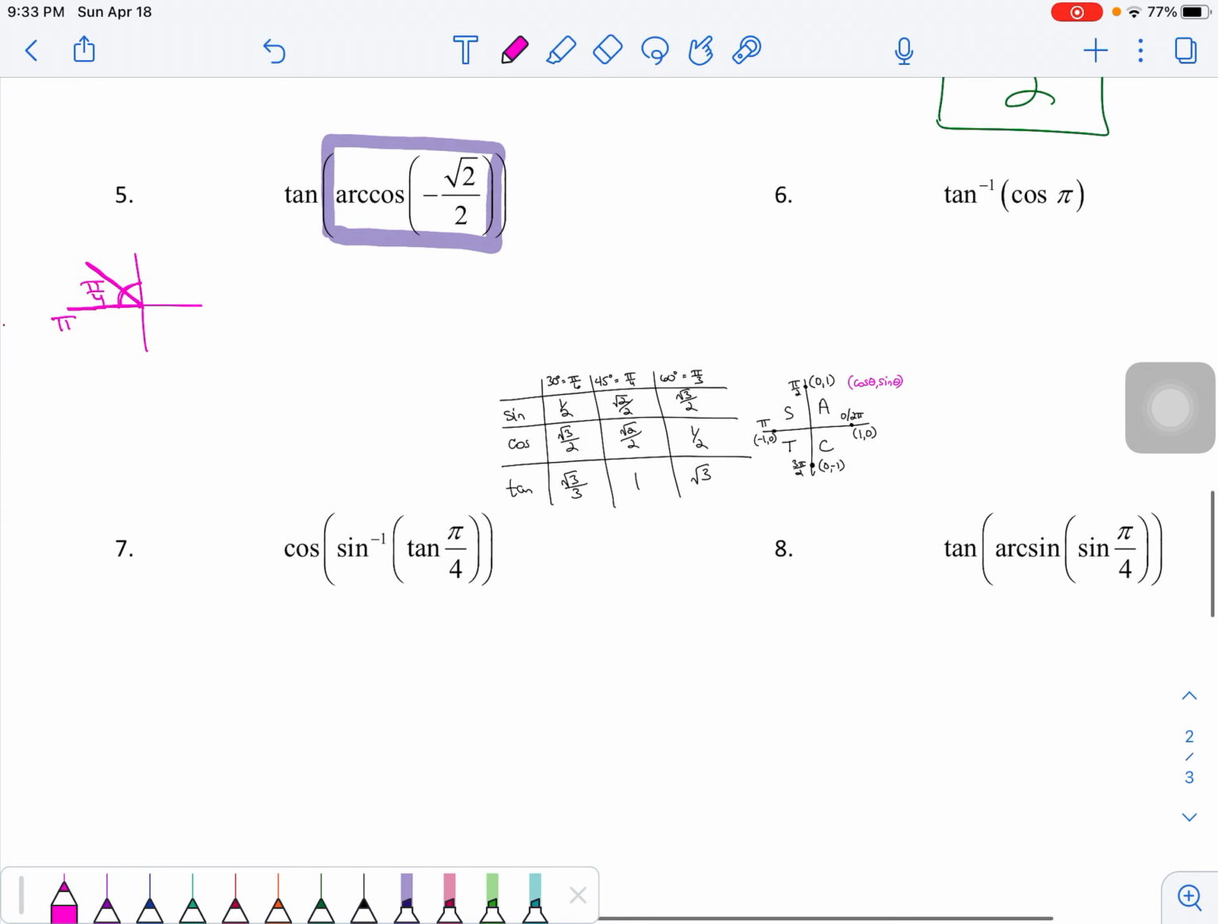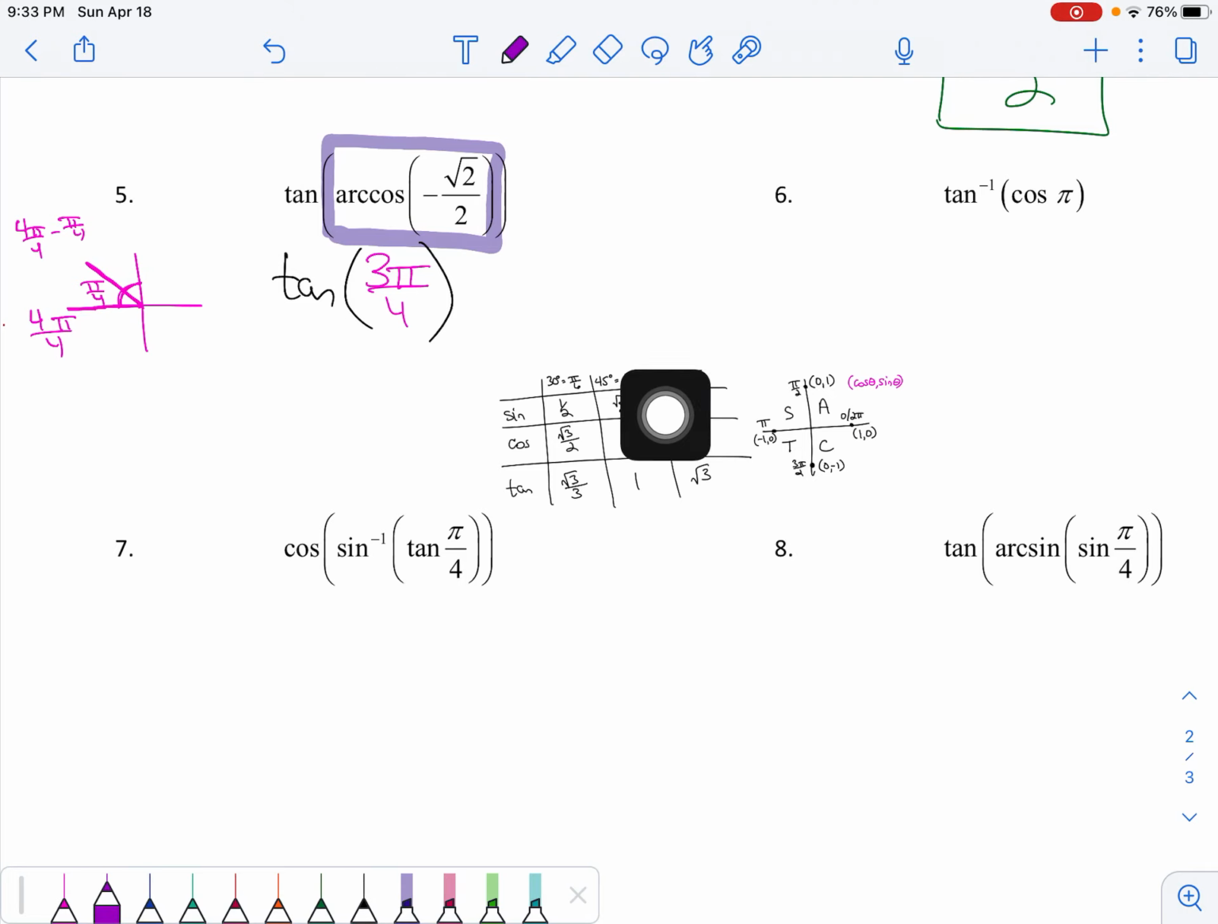So this is pi, and remember I can rewrite this as 4 pi over 4. The only reason I used 4s there is to make the denominators match. So if I took 4 pi over 4 and subtracted pi over 4, that will tell me where I am in my unit circle, and that's going to be 3 pi over 4. All right, so now I want to know what is the tangent of 3 pi over 4.